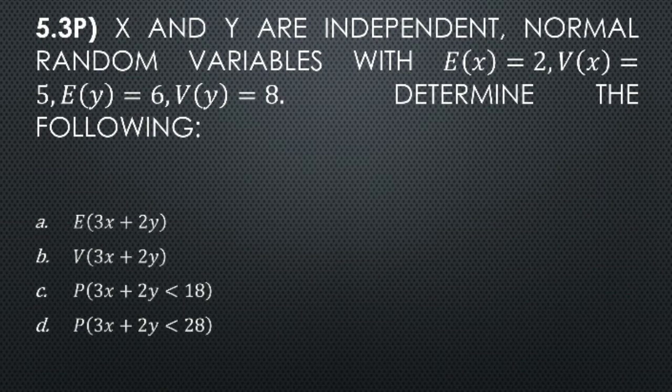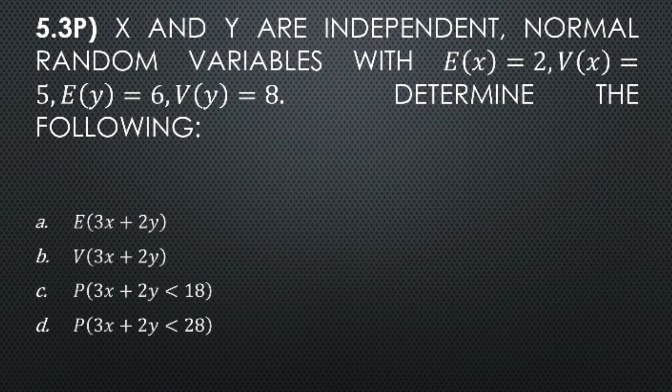with E of X equals 2, V of X equals 5, E of Y equals 6, V of Y equals 8. Now, it says to determine the following: letter A, E of 3X plus 2Y; letter B, V of 3X plus 2Y; letter C, P of 3X plus 2Y less than 18; letter D, P of 3X plus 2Y less than 28. So now we're going to answer first A, which is E of 3X plus 2Y.